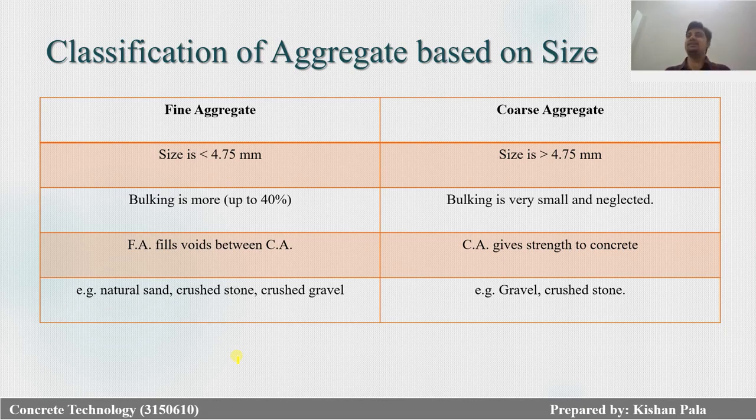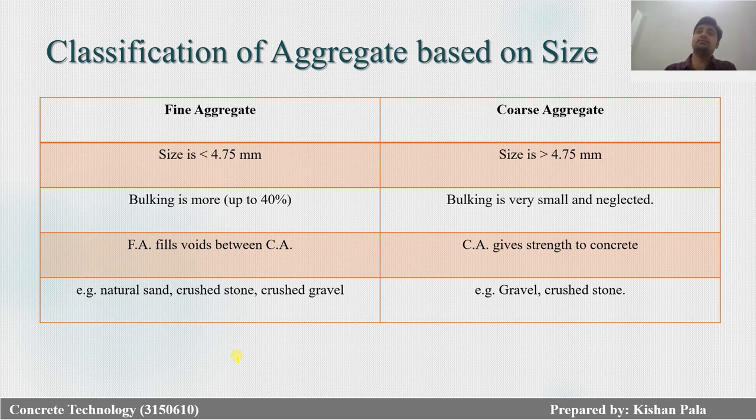And fine aggregate fills the voids between the coarse aggregate, and the coarse aggregate gives the strength to the concrete mass. I repeat again, coarse aggregate provides the strength of the concrete, and fine aggregate fills the coarse aggregate voids, and cement fills the voids of the fine aggregate. Coarse aggregate provides the strength to the concrete mass.